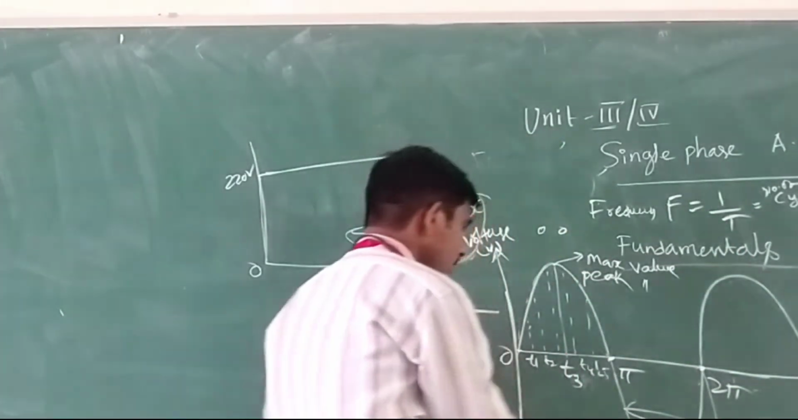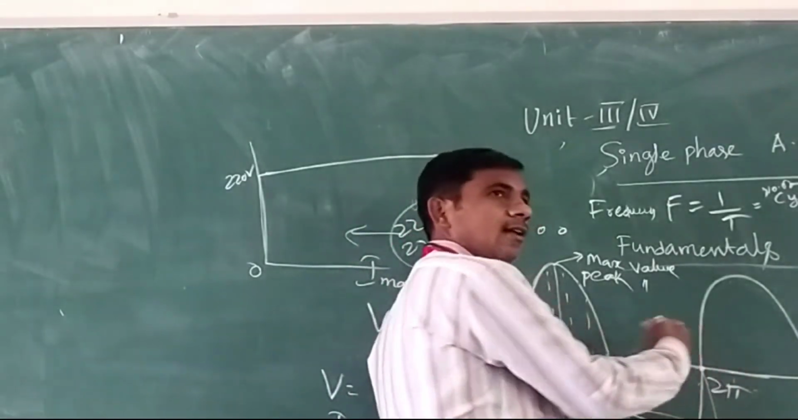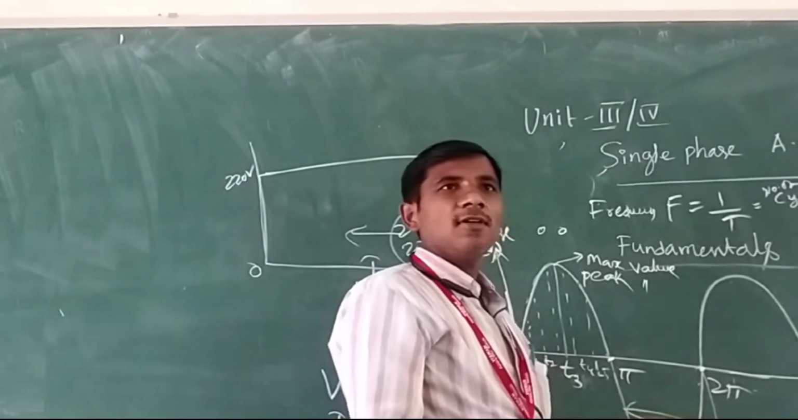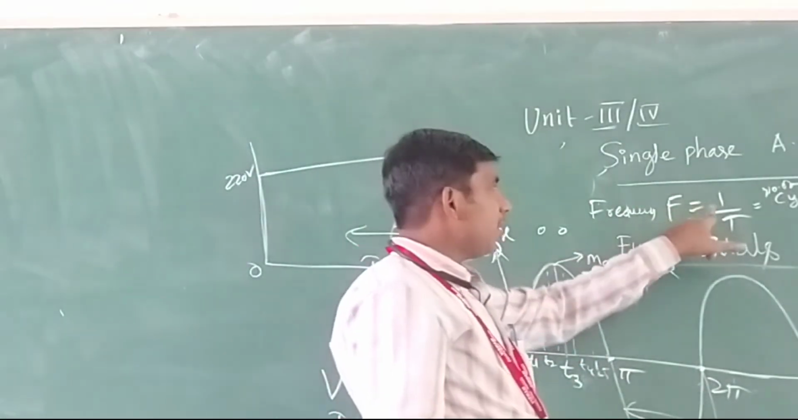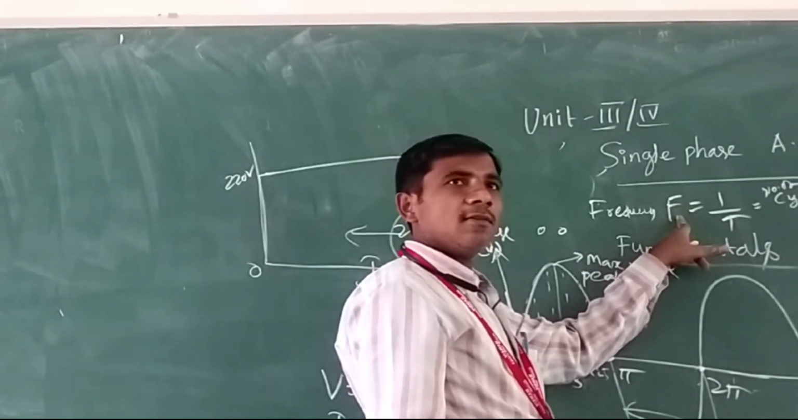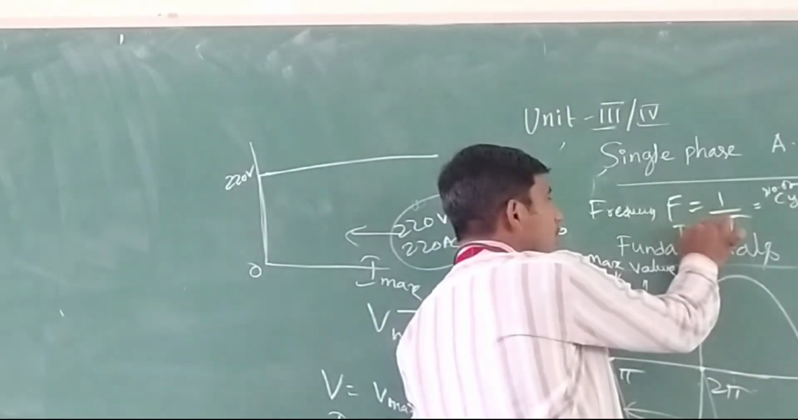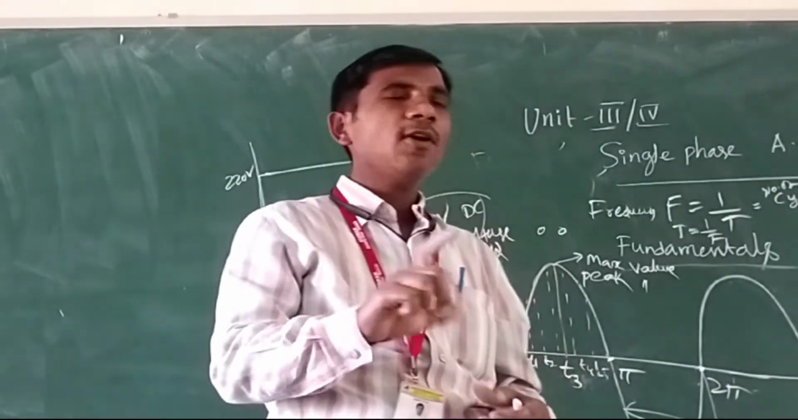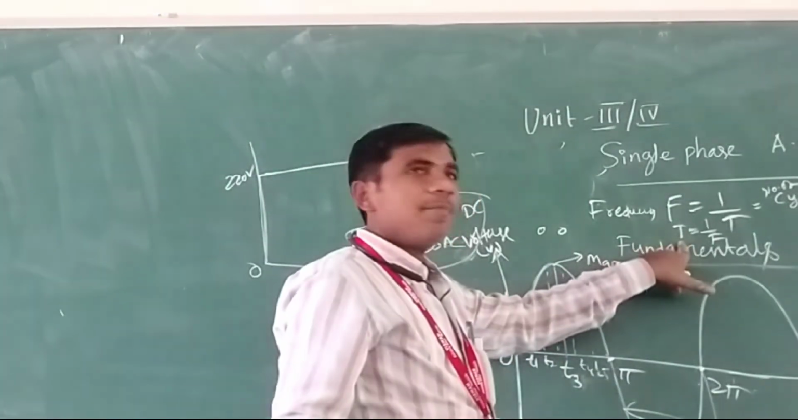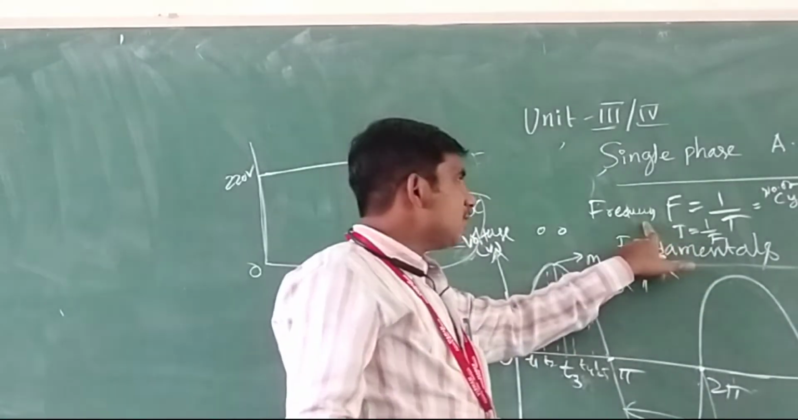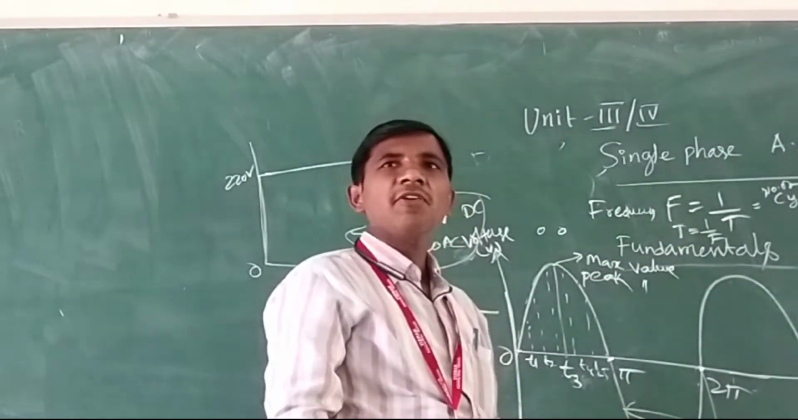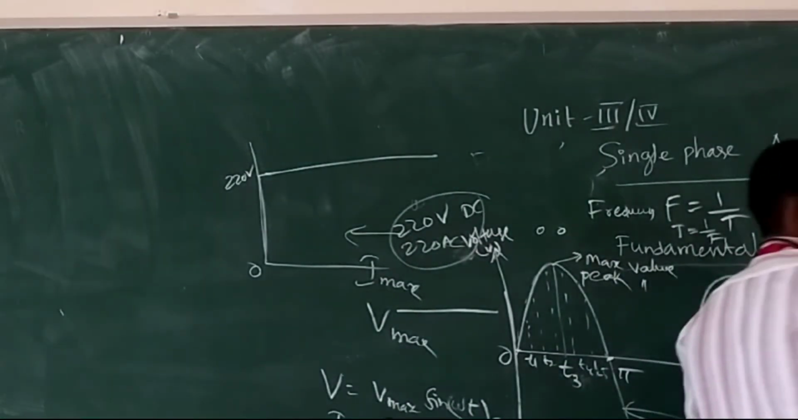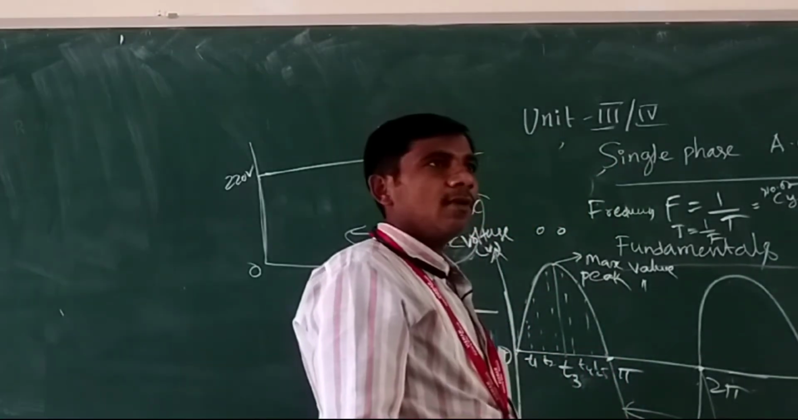If you observe a signal in a CRO, you can measure the time period of the signal using the CRO. 1 by T gives frequency. Similarly, if you know frequency, T equal to 1 by F, the reciprocal of frequency is the time period. This is the relation between time period and frequency. Every cycle of a sinusoidal signal has a constant time period.